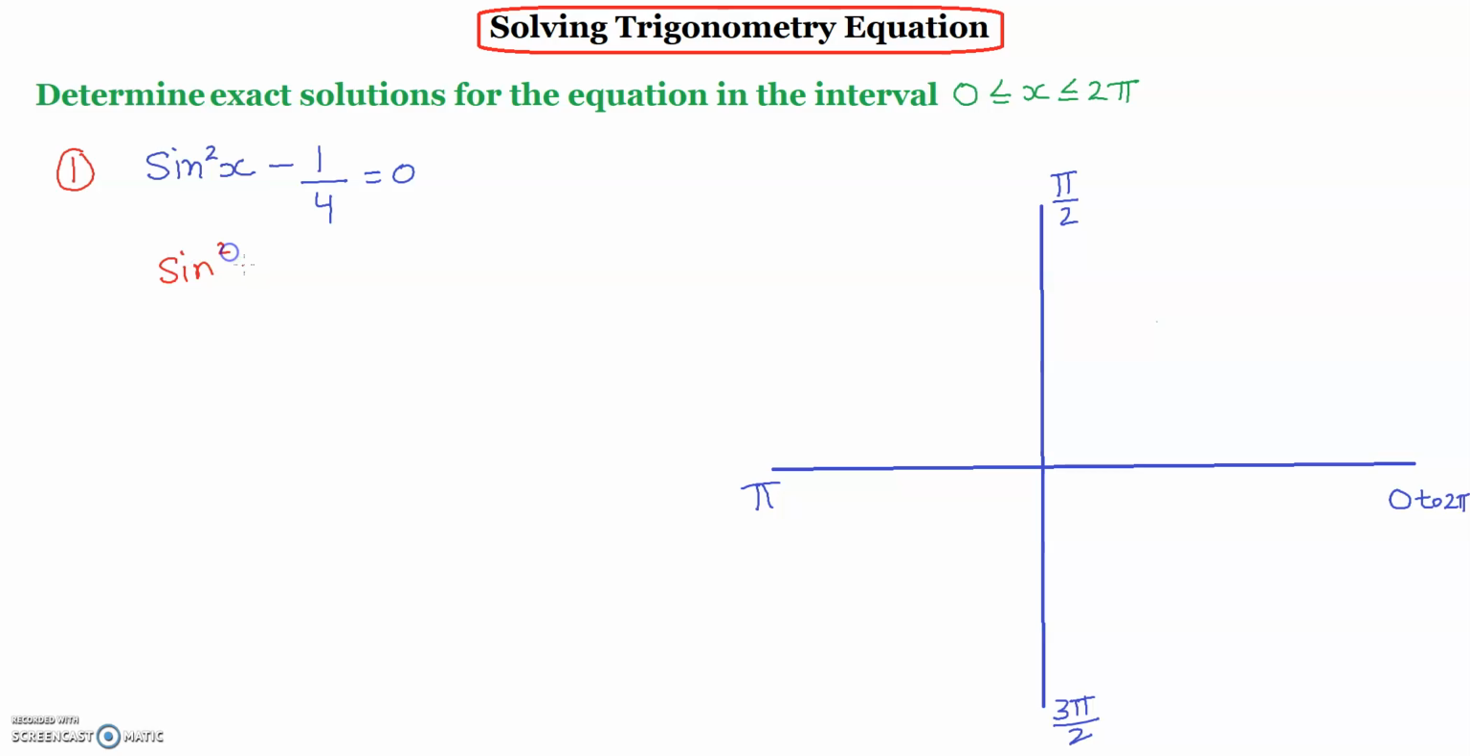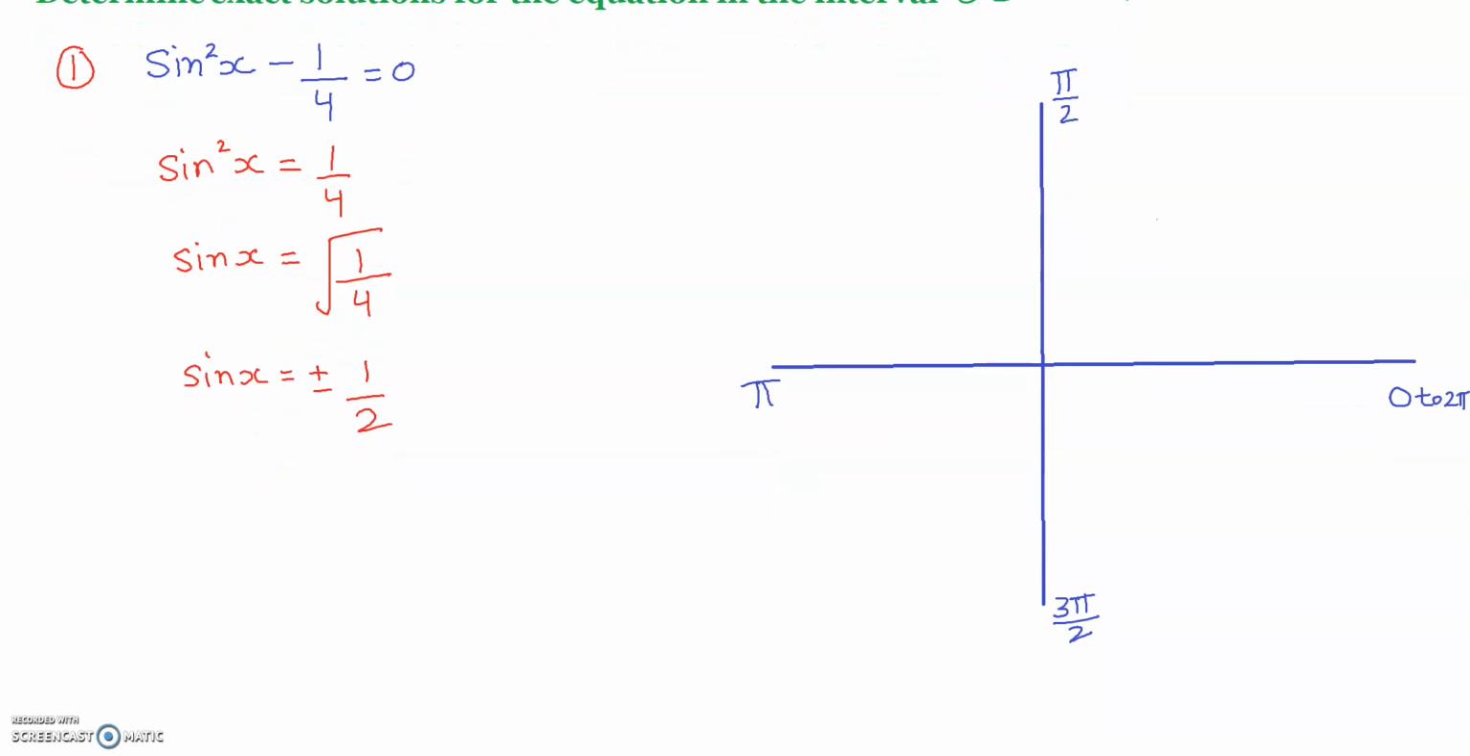We have sine squared x. If I take negative 1 over 4 to the right side, it becomes positive 1 over 4. And the square becomes a square root. Whenever we remove the square, we always put plus and minus. Square root of 1 is 1. Square root of 4 is 2. And we have sine x is equal to plus minus 1 over 2.